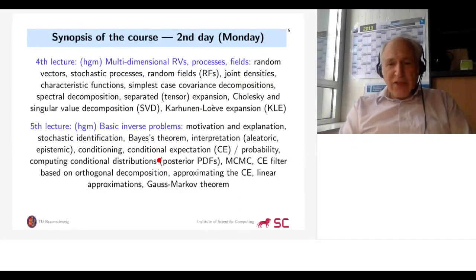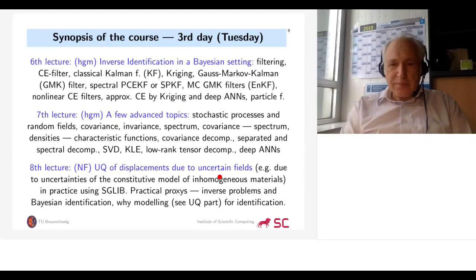And the 5th lecture, this will be the basis now of doing this updating, okay? So we'll talk about what these inverse problems are and how Bayes' theorem is used to do the updating, okay? And then we'll talk about some numerical methods of doing this. Okay?